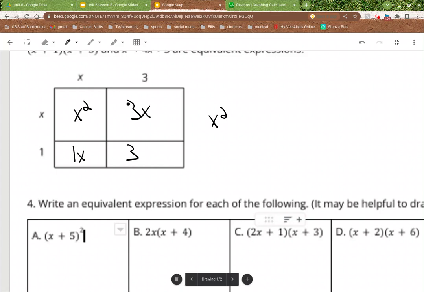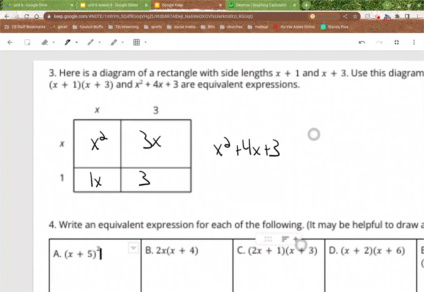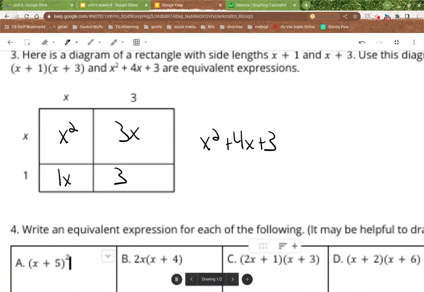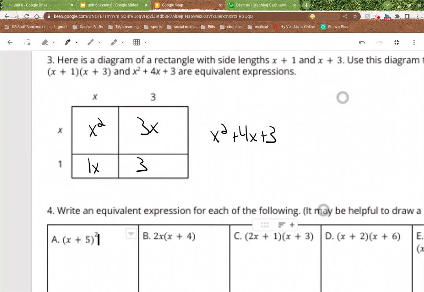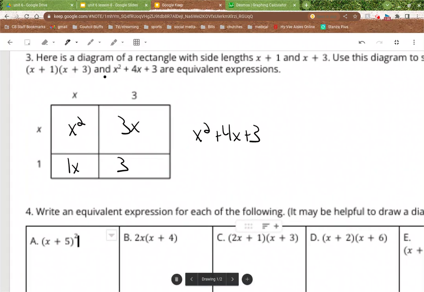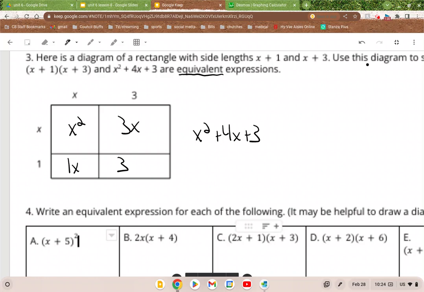Okay. And then I have 3x and 1x. 3x and 1x is 4x. And then this last one here, I have 3. So x squared plus 4x plus 3. Okay? Use this diagram to show that x plus 1 times x plus 3 and x squared plus 4x plus 3 are equivalent expressions. Have we done that? Yes, we have.